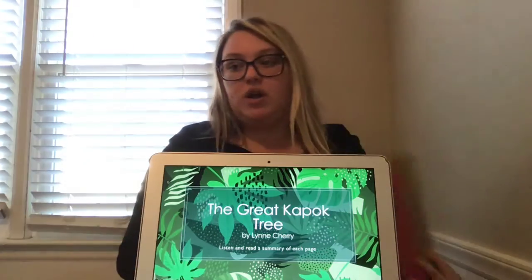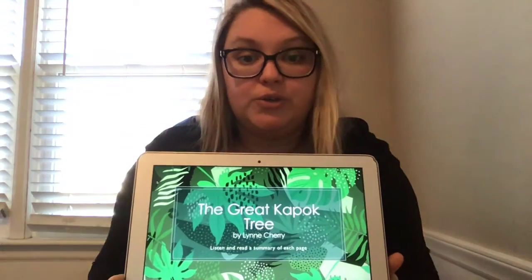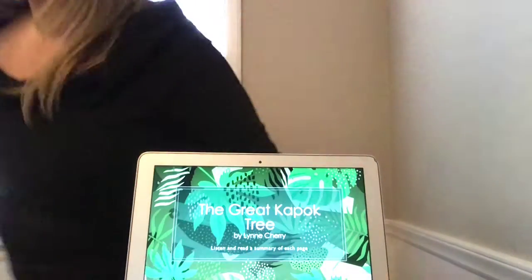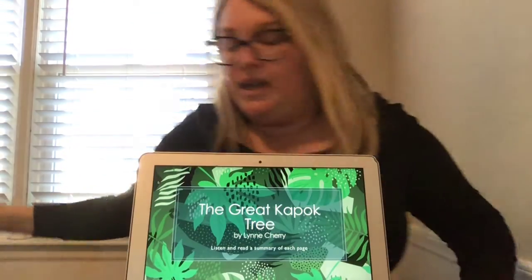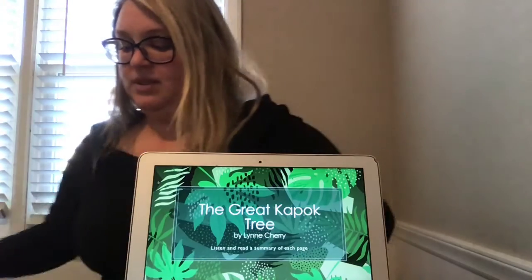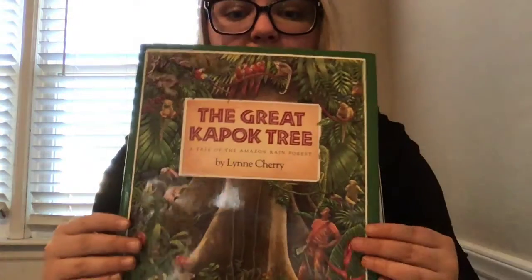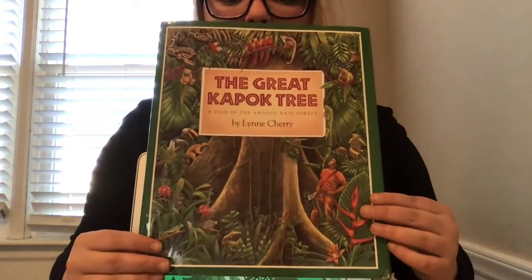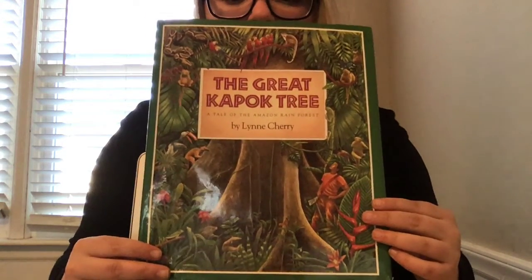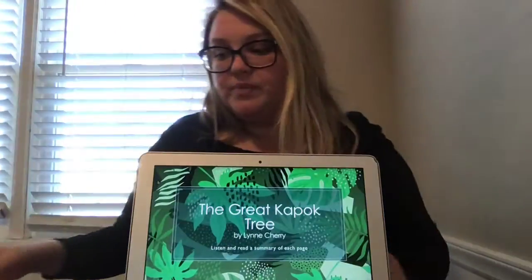And today we are going to talk about a very special book called The Great Kapok Tree, by Lynne Cherry. Now, I have the book. I just want to show you the cover. The Great Kapok Tree. And this is a kapok tree, okay? Now, you see the man down there? This story is about this man.